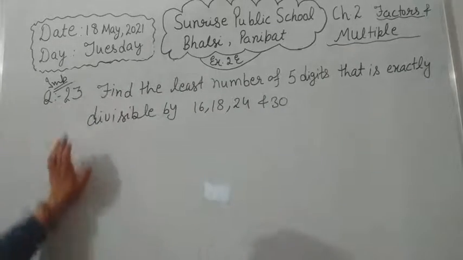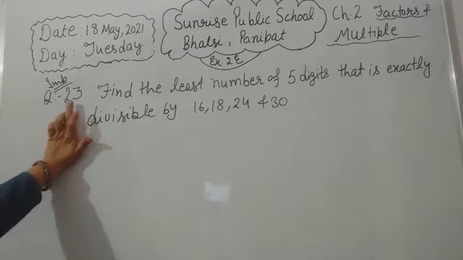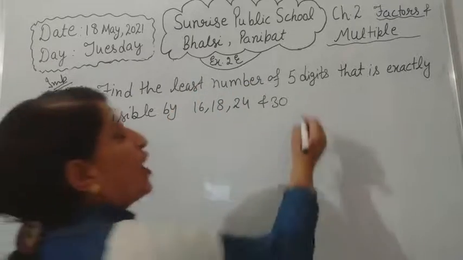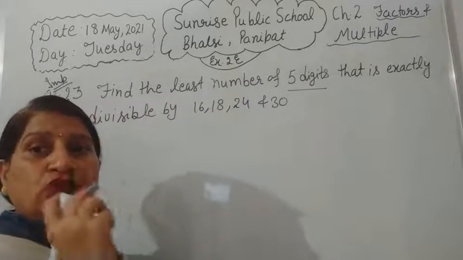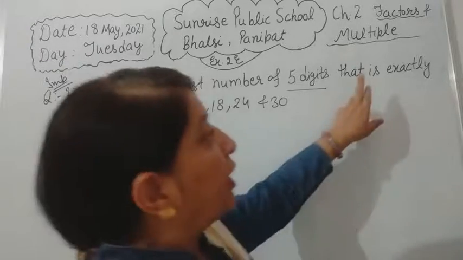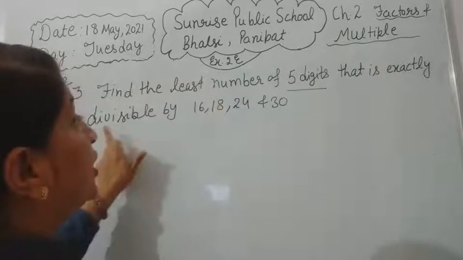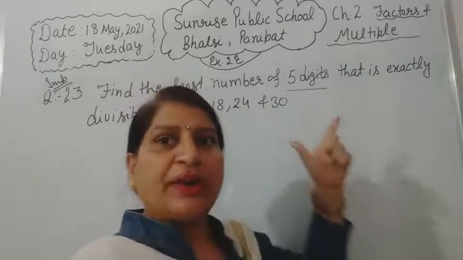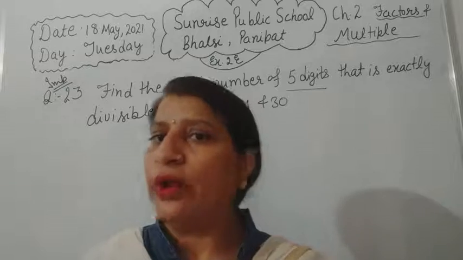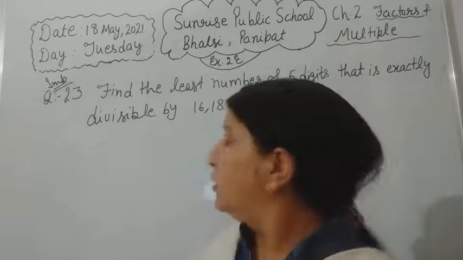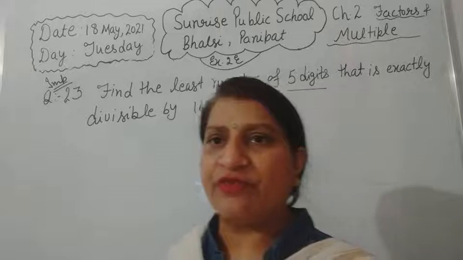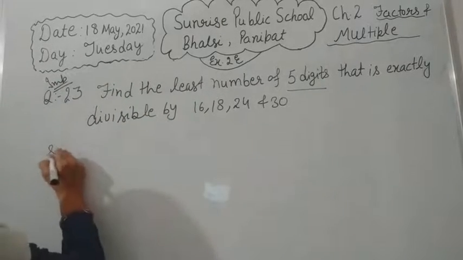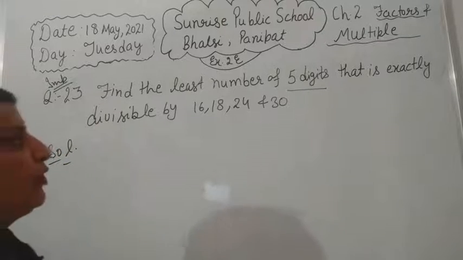Now we start our question number 23 and in this question it is given that find the least number of 5 digit. 5 digit का वो छोटे से छोटा नंबर फाइंड आउट करना है, that is exactly divisible by these numbers. कि वो नंबर जो इन नंबर से एग्जैक्ट डिवाइड हो रहा है. एग्जैक्ट डिवाइड मीन्स रिमाइंडर 0 आ रहा है. तो दिस क्वेश्चन इज वेरी वेरी इंपॉर्टेंट. See that how we do this question.